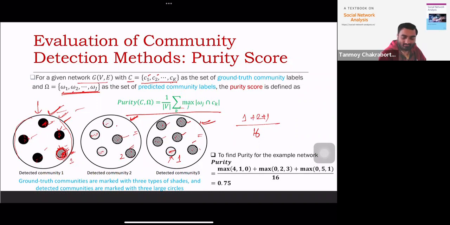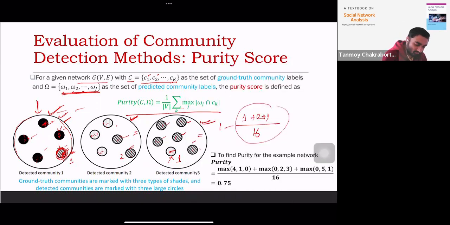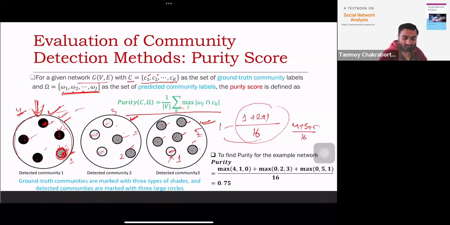Okay, so this is not the purity. This is basically the error, and the purity would be 1 minus this, or you can measure it the other way. You can say that purity is the rightly classified samples, which for this cluster is 4, in this case 3, and in this case 5. So the purity is 4 plus 3 plus 5 by 16. Right? So 1 minus this one, or this one. This is purity. What is the problem in this purity metric?